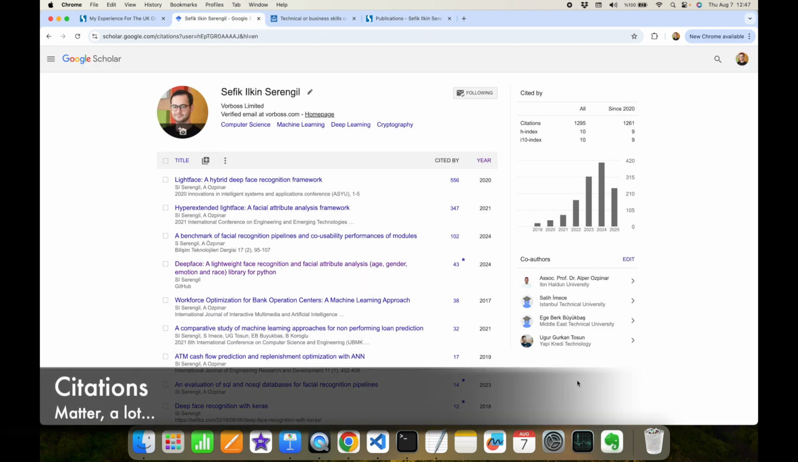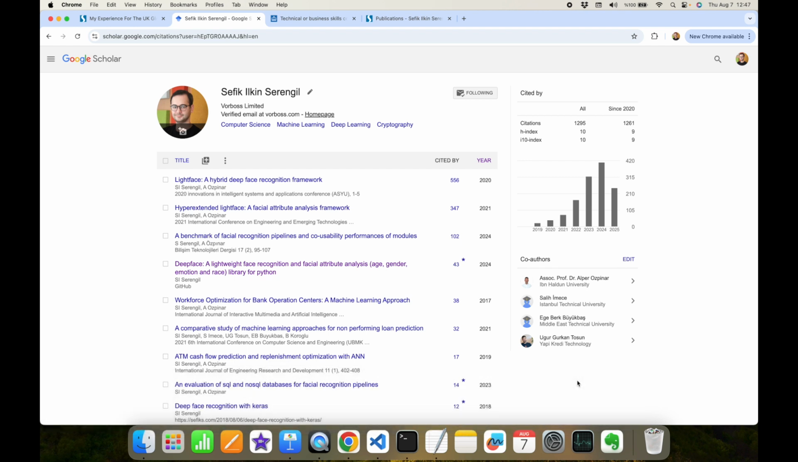Herein, citations matter, and a lot. The numbers that speak for you. Papers with a significant number of citations, typically 100 or more, can significantly make your application powerful. You should clearly highlight your total citation count, your H-index. This shows how many of your papers have been cited at least 8 times. Also, i10-index is an important indicator. This shows how many of your papers have at least 10 citations. These numbers will help reviewers understand how much your work is used and respected.